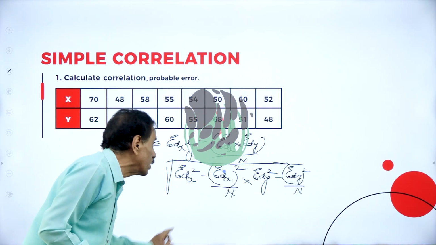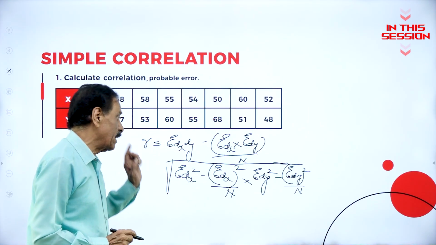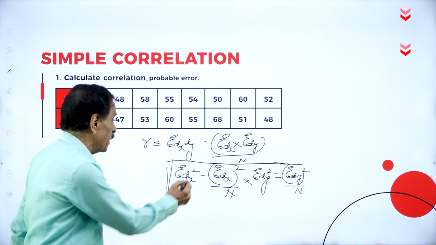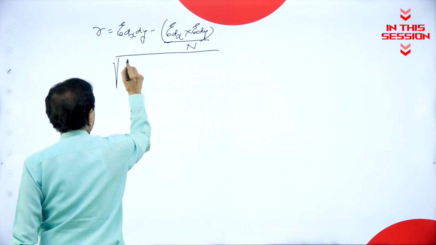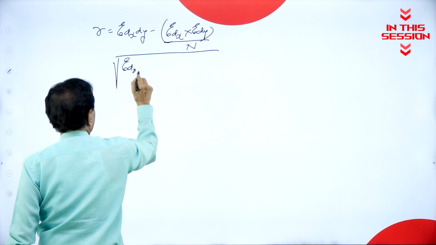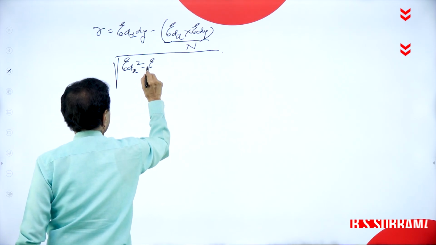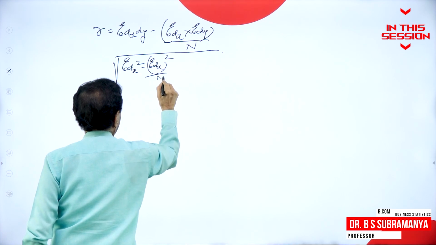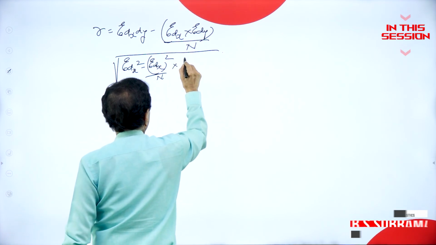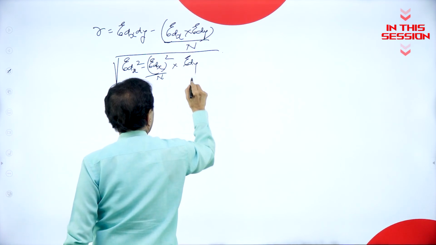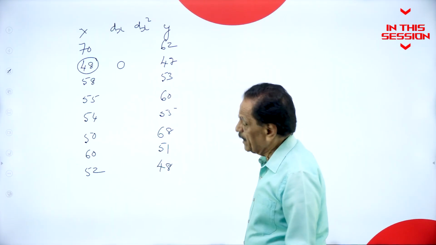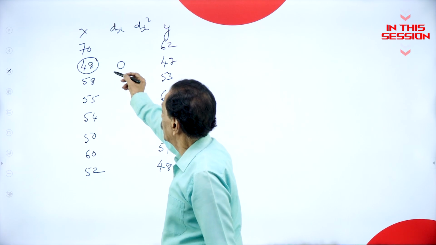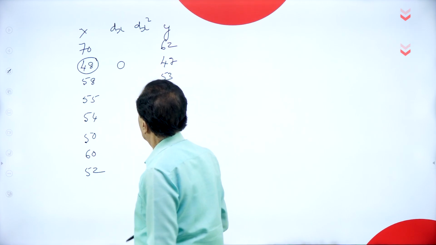Divided by square root of sigma dx square minus sigma dx whole square divided by n. There is no square for n. Sigma dx square minus sigma dx whole square divided by n into sigma dy square. You put 48 as a low. So what's the difference? 70 minus 48 plus 2 is 50, that is 22.